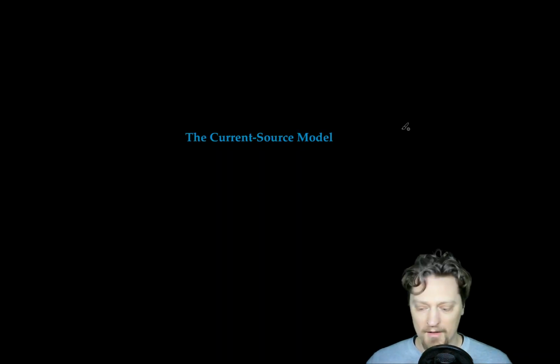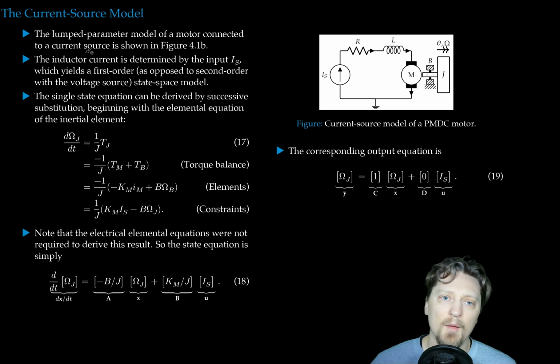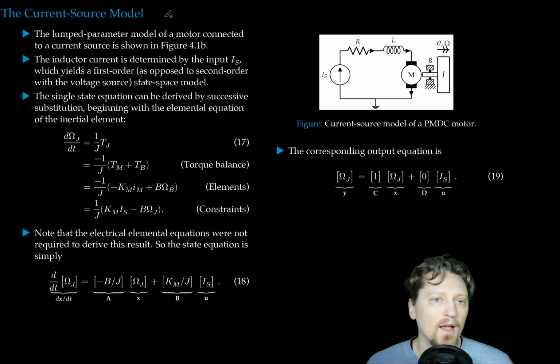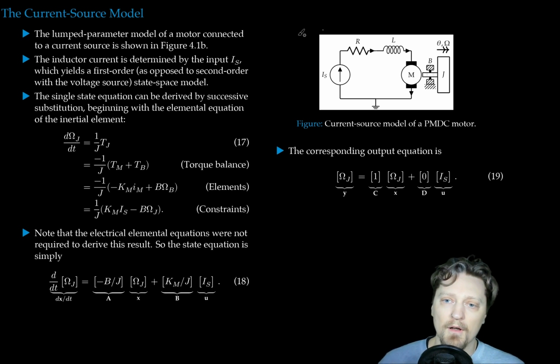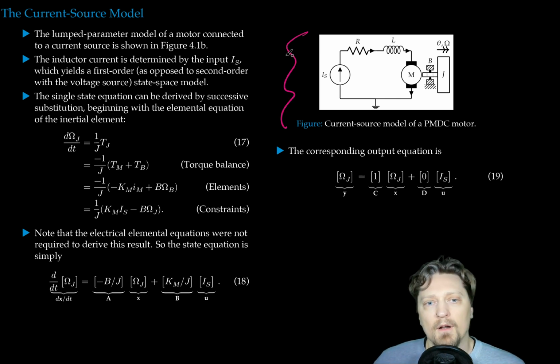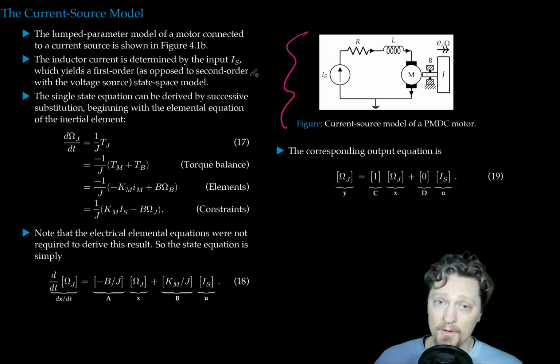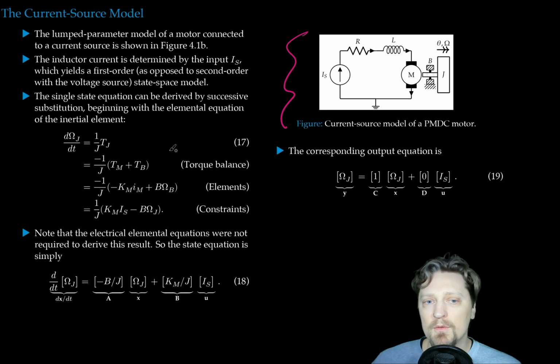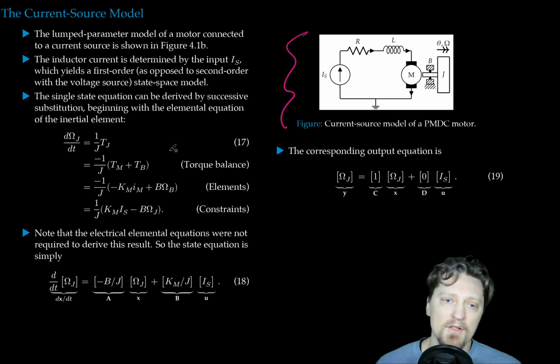The current source model. The lumped parameter model of a motor connected to a current source is shown in figure 4.1b, which is given again here. The inductor current is determined by the input Is, which yields a first order as opposed to second order state space model with a voltage source. The single state equation can be derived by successive substitution, beginning with the elemental equation.